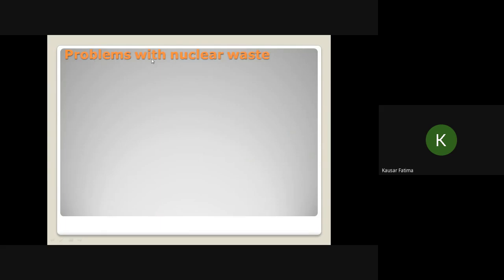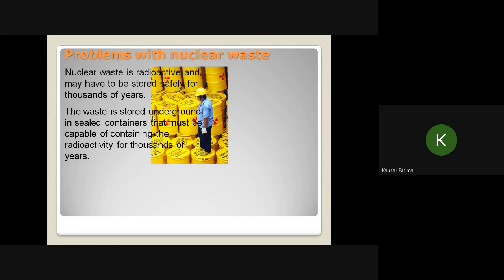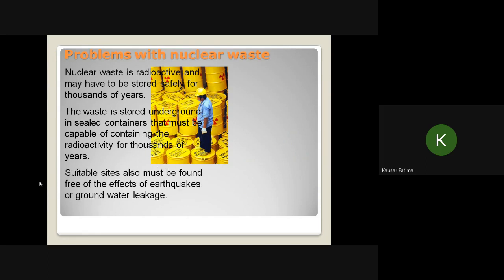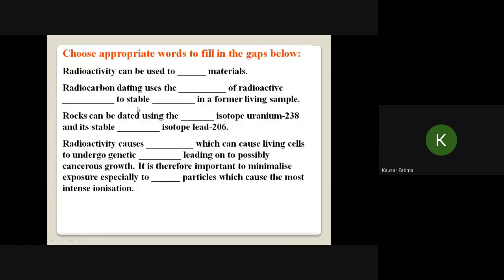Okay. Problems with nuclear waste. When nuclear reactions take place, like fission reactions, the waste products should be deposited safely. Nuclear waste is radioactive and it may have to be stored safely for thousands of years. The waste is stored under the ground in sealed containers that must be capable of containing the radioactivity for thousands of years. Suitable sites also must be found free of the effects of earthquakes or groundwater leakage. That has to be taken care of again.